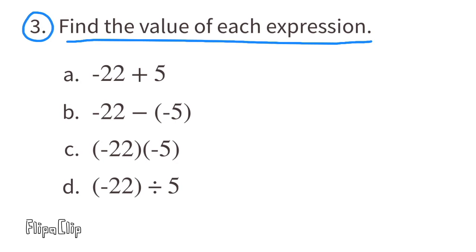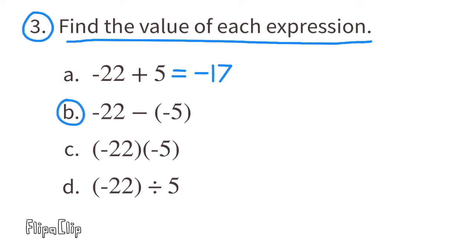Problem number 3. Find the value of each expression. A. -22 plus 5. We certainly have more negatives than we do positives, so this answer is going to be a negative. And the difference between 22 and 5 is 17. So -22 plus 5 equals -17.